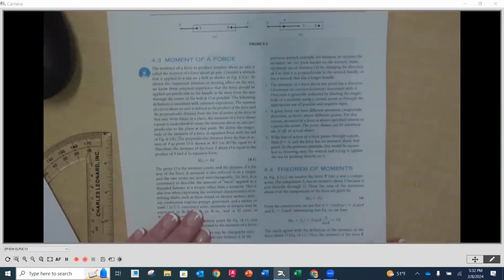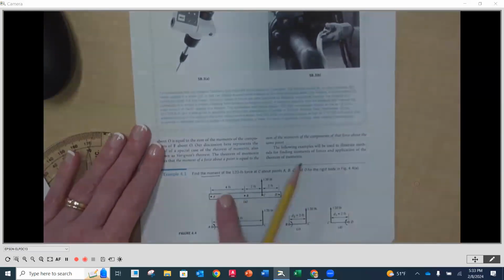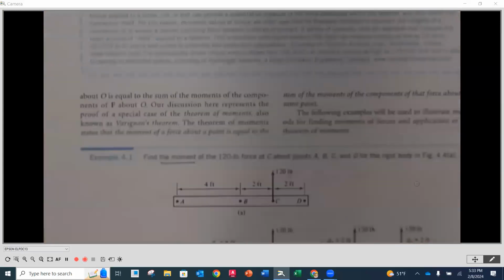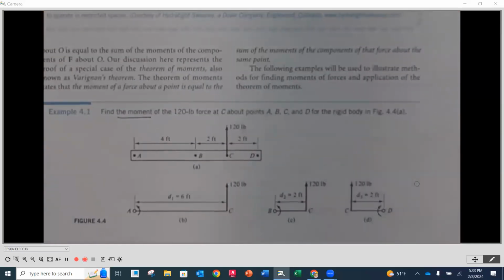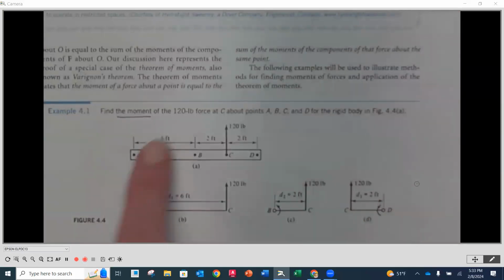All right, let's do an example. Again, we're working out of the PDF. This was page 65 that we were just looking at. We're going to turn the page. Page 66, down at the bottom, is the start of example 4.1. Bottom of page 66 in the PDF, not your McGraw-Hill book. Let's look at the problem statement. It says find the moment of the 120-pound force at C, and we want to find the moments about points A, B, C, and D for that rigid body.